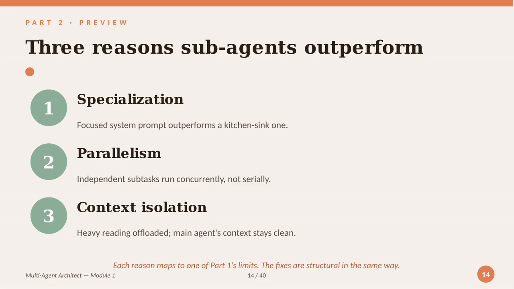Each reason is the structural counterpart to a structural limit. The fixes are structural in the same way the limits are. You can't fix context bloat with better prompting. You fix it by isolating context. You can't fix role confusion with longer prompts. You fix it with specialization. You can't fix the sequential bottleneck with faster thinking. You fix it with parallelism. The next 3 slides go deep on each reason, what it looks like in practice, when it matters most, and how to recognize when it's the dominant reason for delegation.